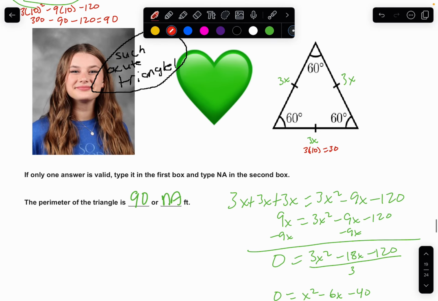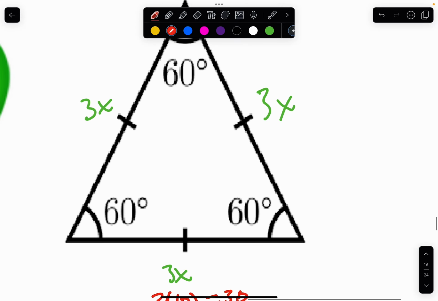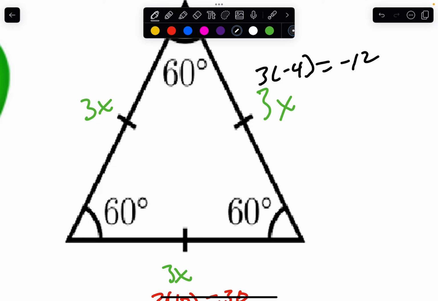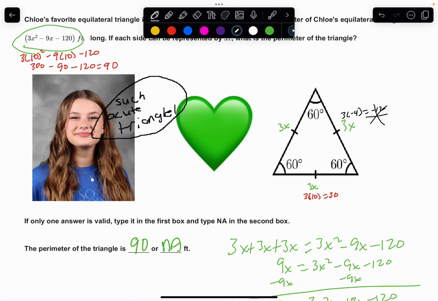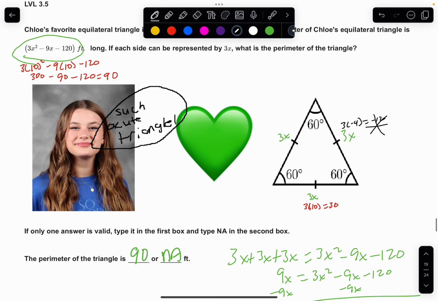Let's try negative 4. Oh. What is 3 times negative 4? It is negative 12. That can't be it. So that one's out. And we could plug it in here as well. We would get negative 36 if we plugged it in over there.